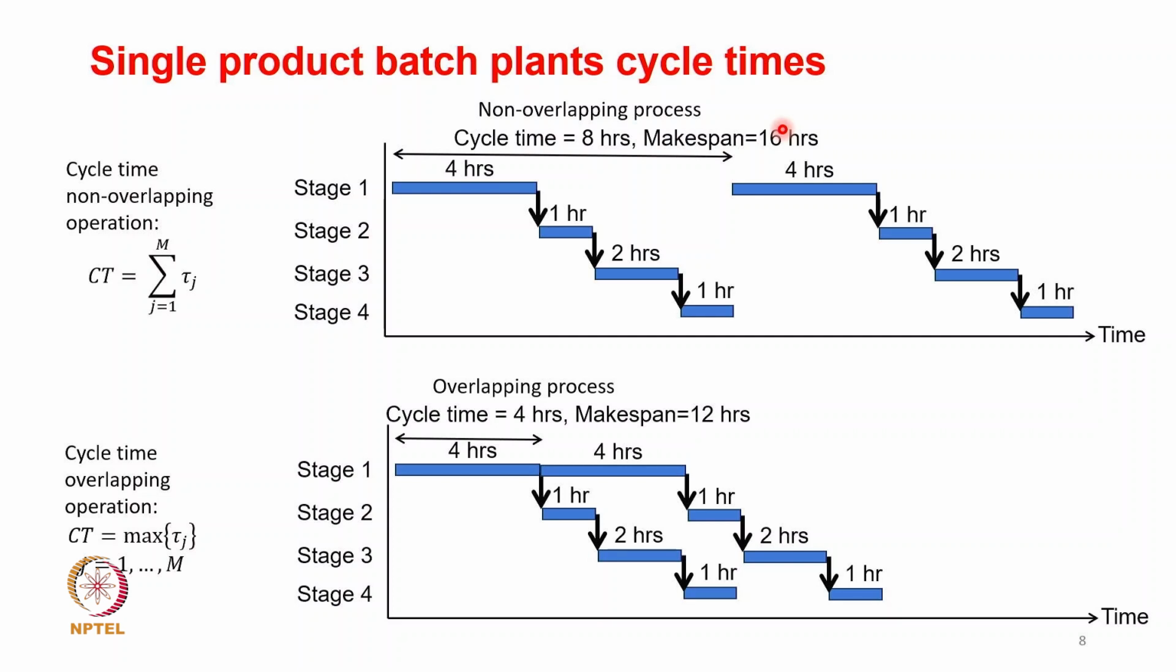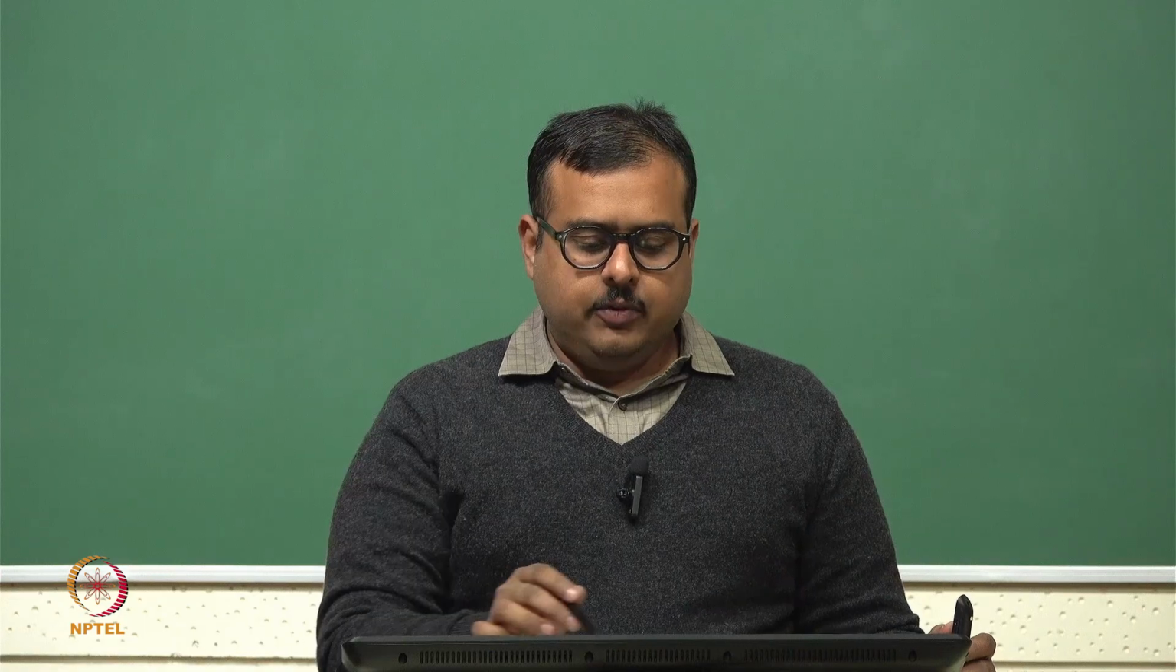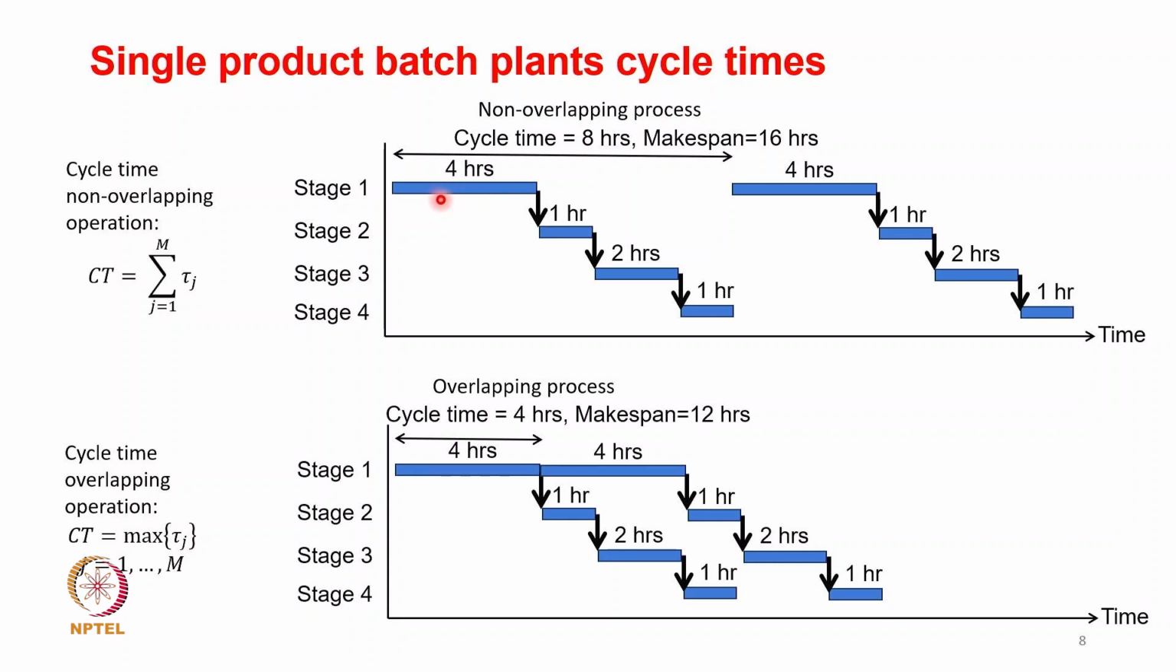So now what is the cycle time? Cycle time is when your stage 1 has been reactivated after the first round of operation. In the case of non-overlapping operation, the cycle time would be the summation of all the stage operations. So that's why it becomes 8.